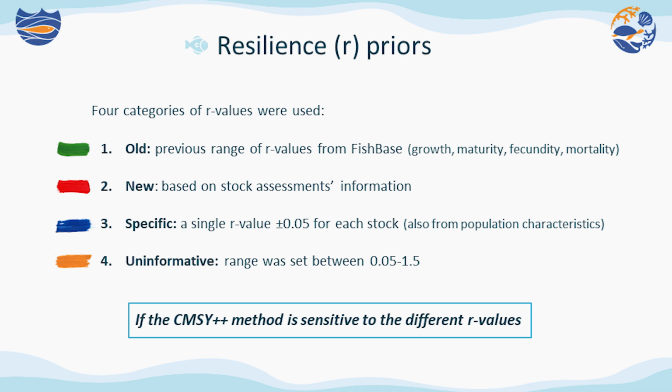And the uninformative category was a range set between 0.05 and 1.5 in order to give the model freedom and see how it would respond. So the aim was to see if the CMSY++ method would be sensitive to the different r values that we set as an input.